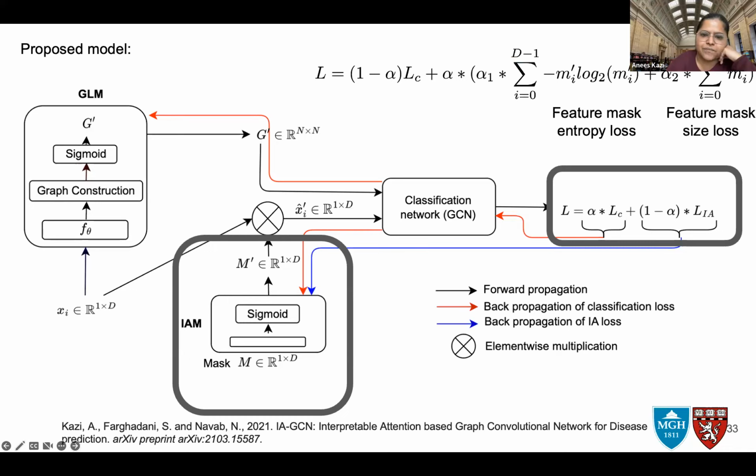So in our loss, interpretable attention loss, we had two terms, that is feature mask entropy loss and feature mask size loss, that was doing the magic for us. So the feature mask entropy loss basically was pushing the value of the elements of our mask away from 0.5, which basically increased the confidence of this interpretable attention module to tell us about which feature is more important, right?